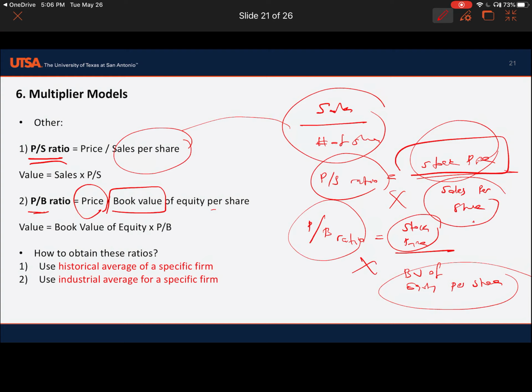How can we find these ratios like PB, PS, or PE? So we have the PE ratio, PS ratio, and PB ratio. How can we find them? As I said before, you can use the historical average of a specific firm, or you can use the industry average for a specific firm.